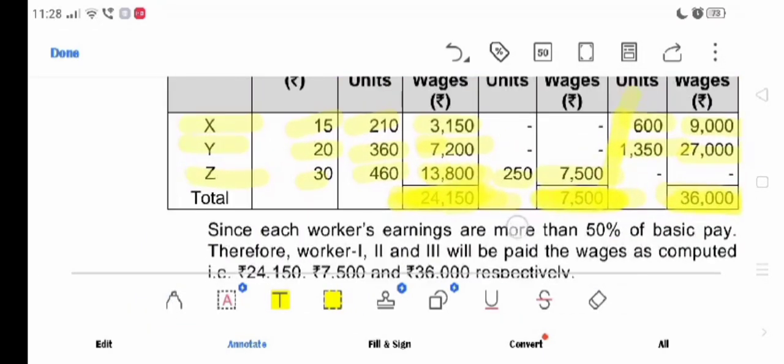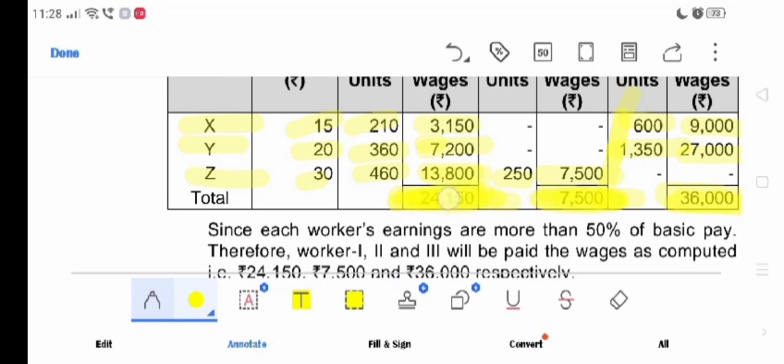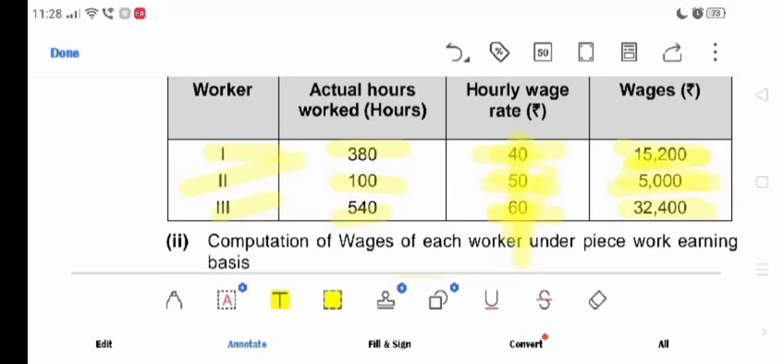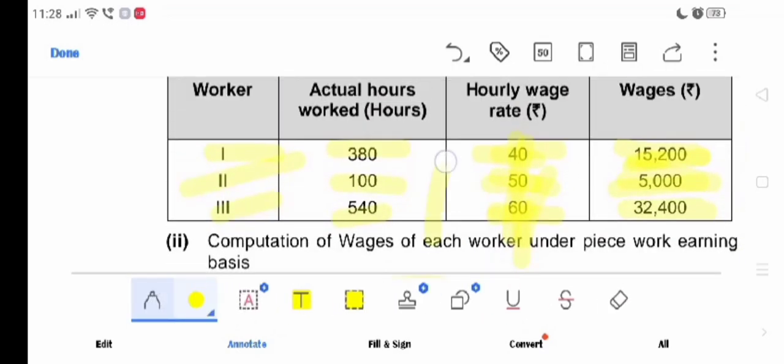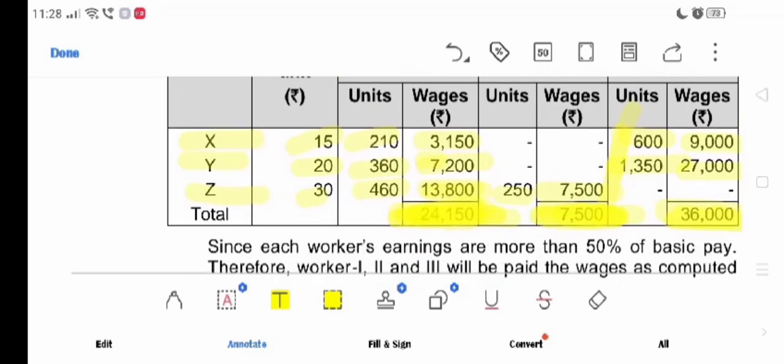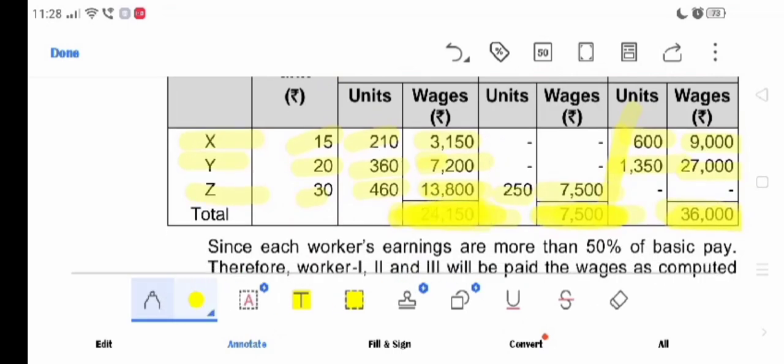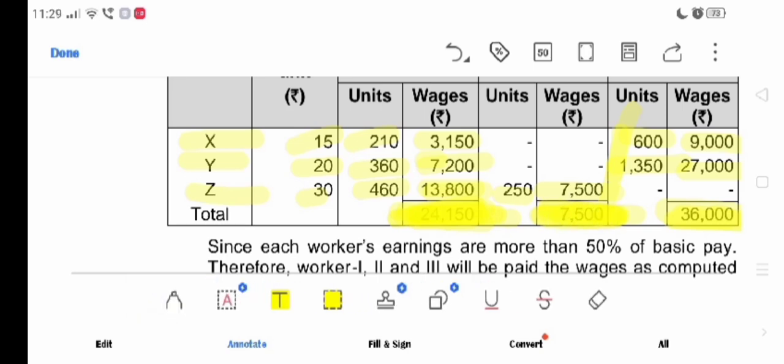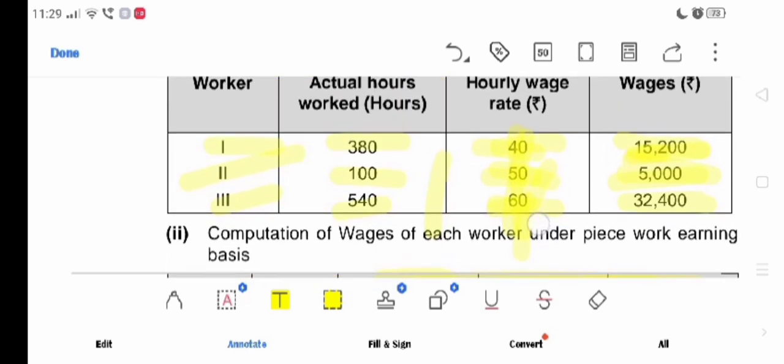So here this 24,150 is obviously greater than the basic pay. So we can take directly this 24,150 as his earnings. Now let's come to worker number 2. For worker number 2, what are the earnings under piece rate? It's 7,500.